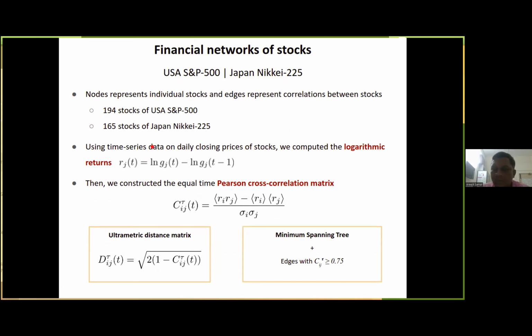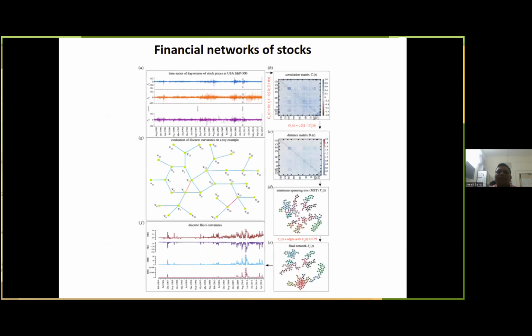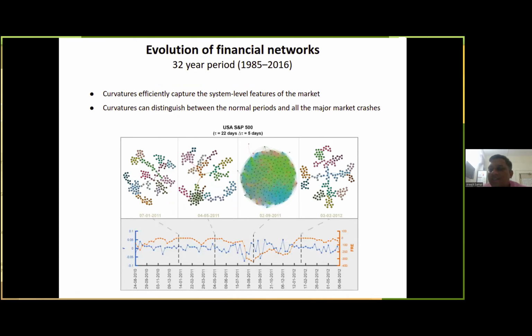Using the logarithmic returns, you can create a Pearson cross-correlation matrix like this. And then we construct networks as we did in the case of the neuroscience data set. Through the analysis of the networks that we constructed, you can take sliding windows, non-overlapping windows, or overlapping windows. We have checked in detail in this work that our results are robust regardless of how you do it. Events in the stock market are indicated by changes in the curvature measures.